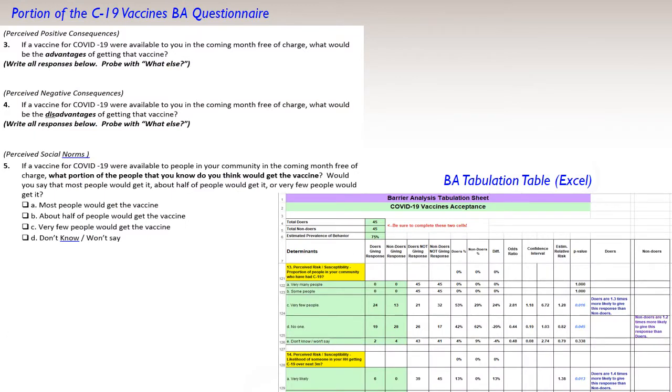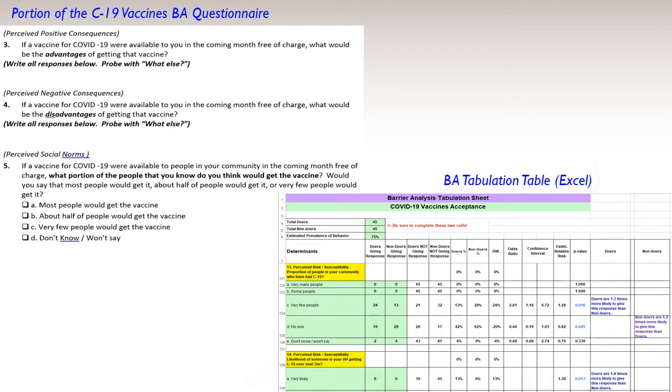This is what the questionnaire looks like. You'll see that some of these are open-ended, like if a vaccine were available to you in the coming month free of charge, what would be the advantages of getting the vaccine? And then you probe with what else to get all the responses. There's a similar question on negative consequences.